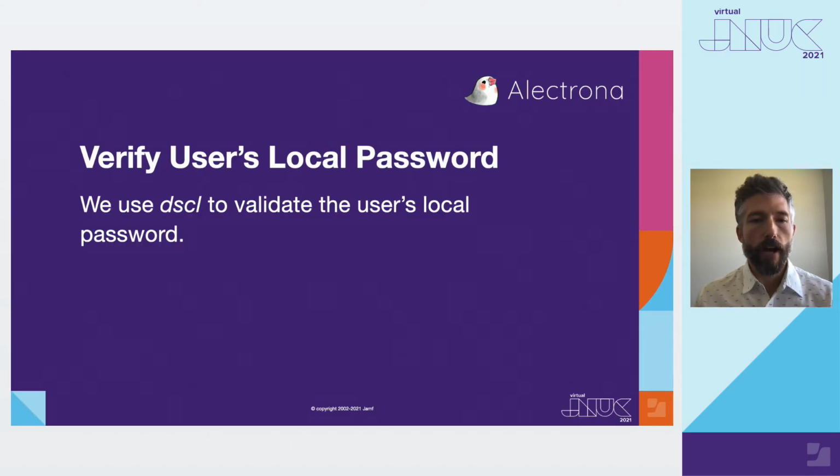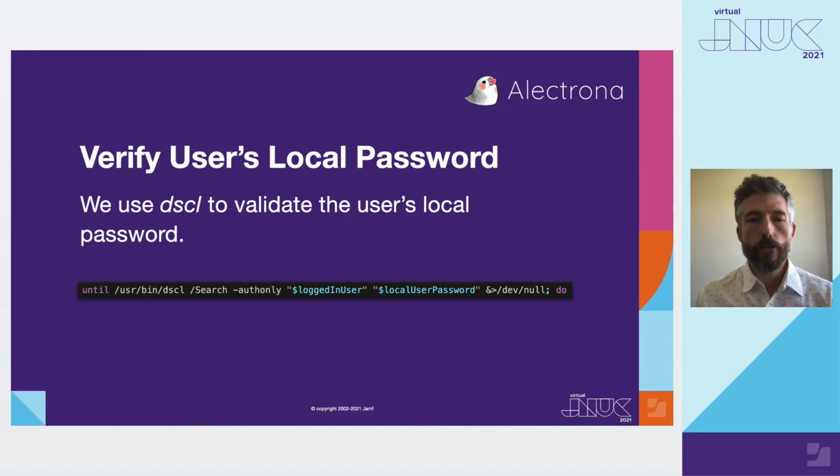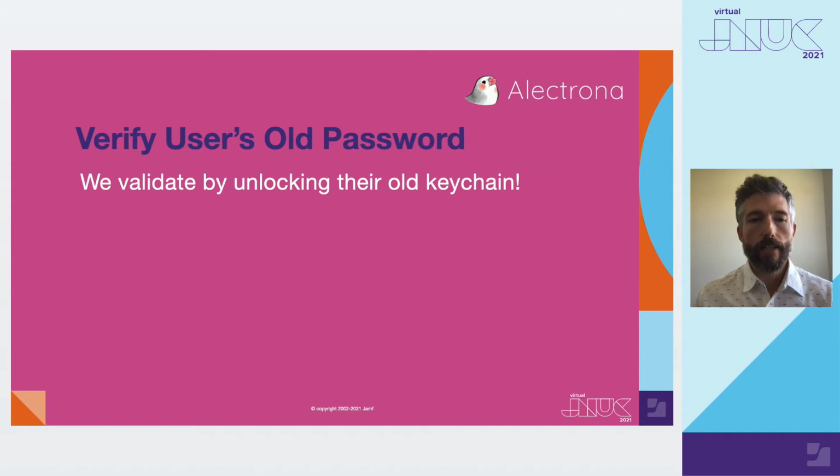Next, we're going to verify the user's local password. We use dscl to validate the user's local password. The reason we do this is because we eventually want to get to a state where the user's local password and their keychain that comes over from the remote machine match. So in order to do that, one of the pieces we need is the local password. And the next thing we need to do is verify the user's old password, and again, we do that by unlocking their old keychain.